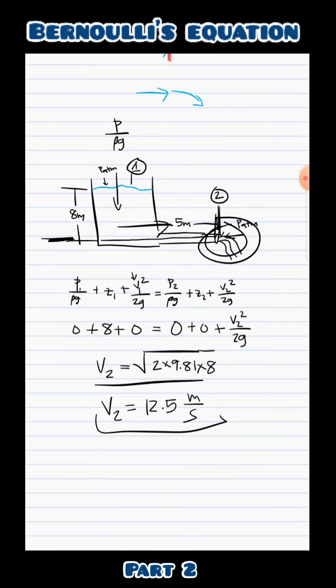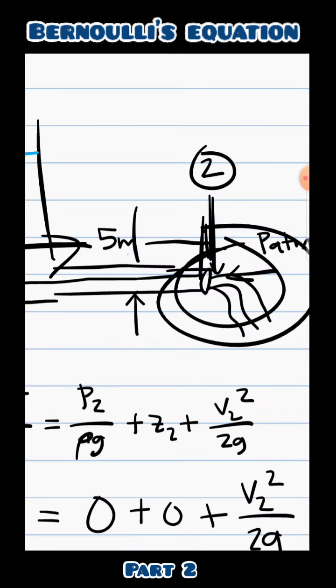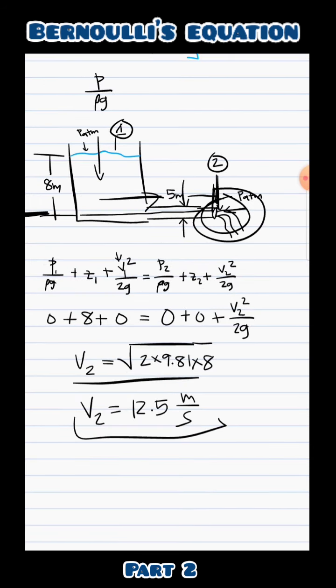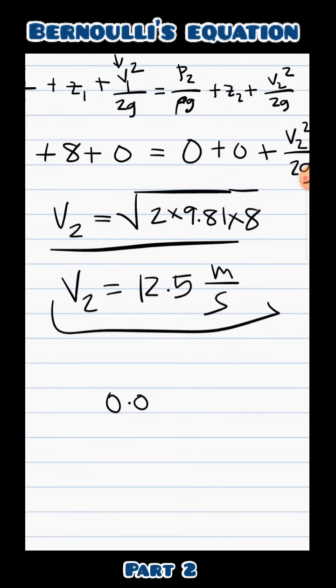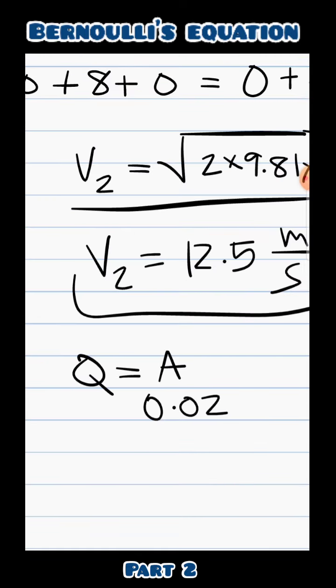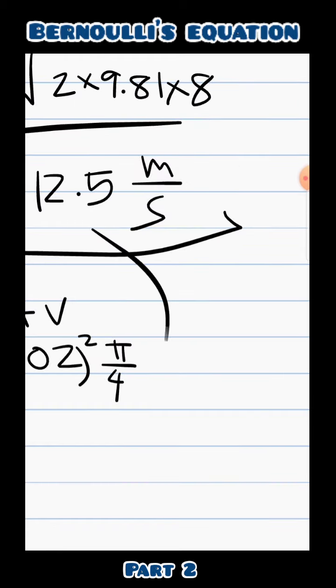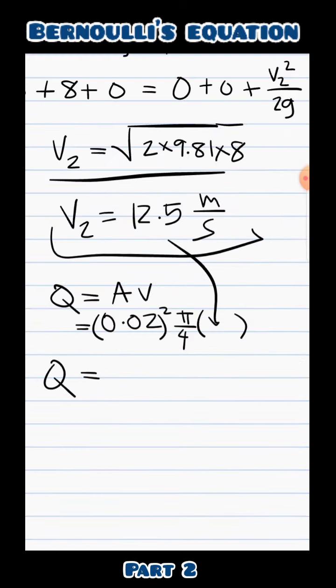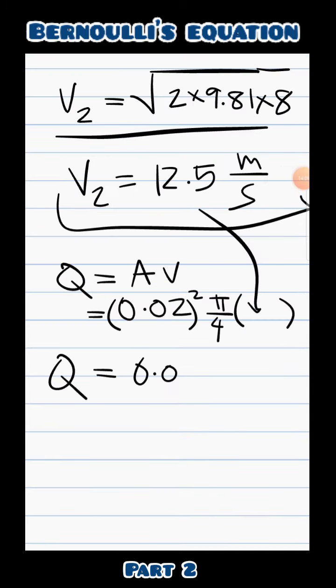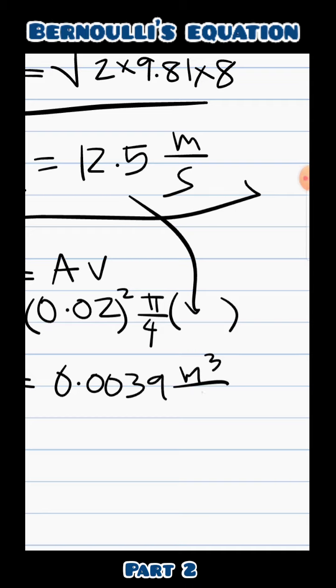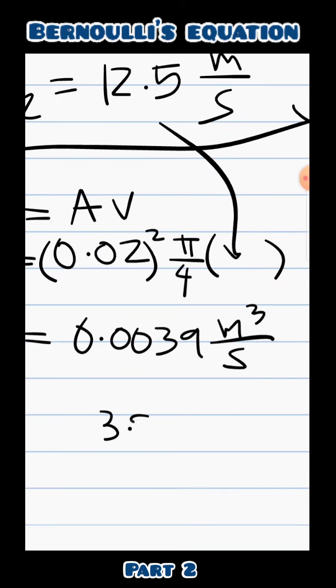Right? If we calculate how much volume is going out per second, we just multiply this velocity by the area of the pipe. If we assume the pipe is about 20 centimeters in diameter, that's 0.2 meters. Q is just equal to A times v. So the area would be the diameter squared times pi over 4, times this velocity. Then Q is going to be 0.0039 cubic meters per second, or 3.9 liters per second.